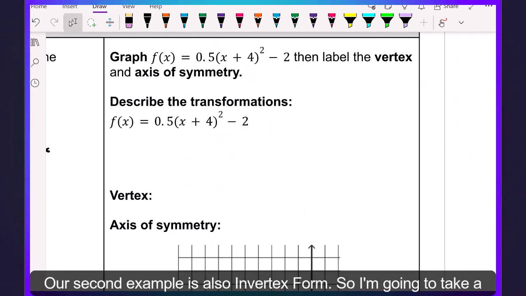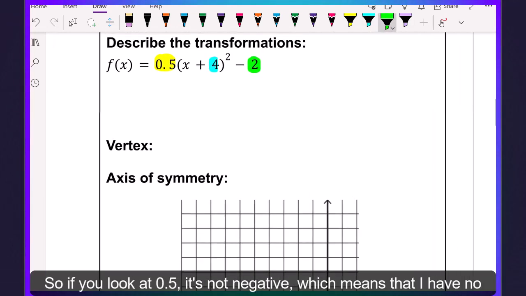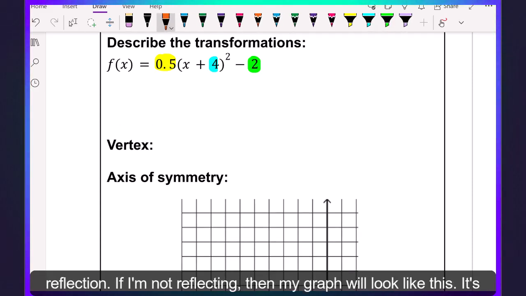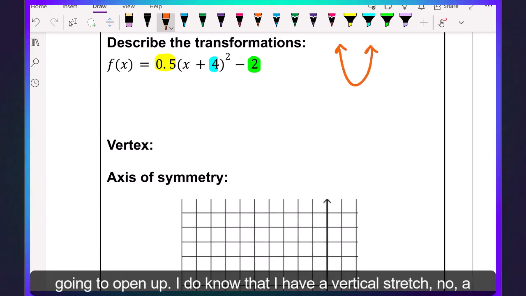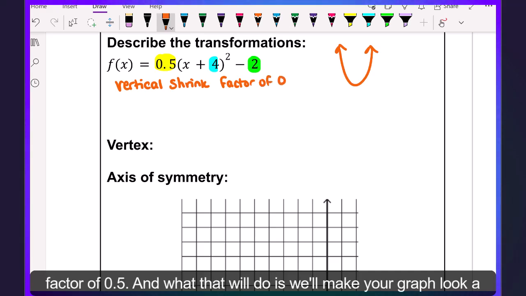Our second example is also in vertex form. So I'm going to take a look at the values for a, h, and k. So if you look at 0.5, it's not negative, which means that I have no reflection. If I'm not reflecting, then my graph will look like this. It's going to open up. I do know that I have a vertical stretch. No, a vertical shrink. My apologies. And it would be a factor of 0.5.